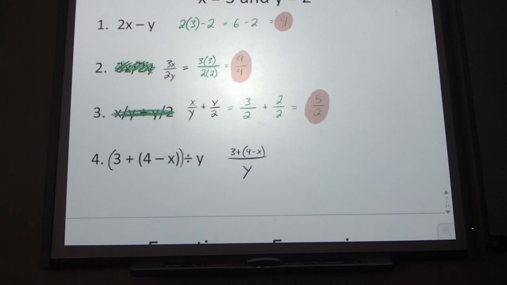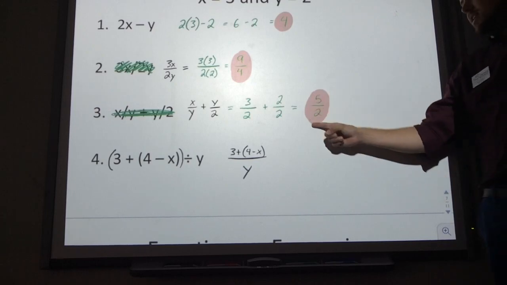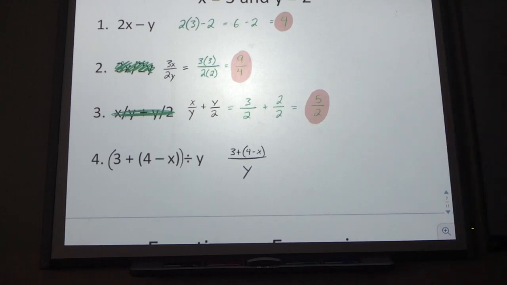Brings up a good point. I've mentioned it before. I do not like mixed numbers. Please do not turn that into a mixed number. We will not be using mixed numbers. So keep that as an improper fraction, please.